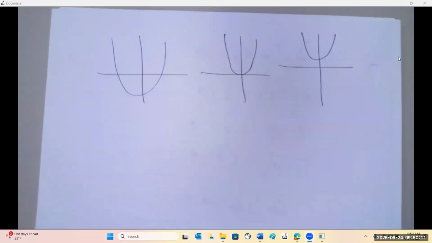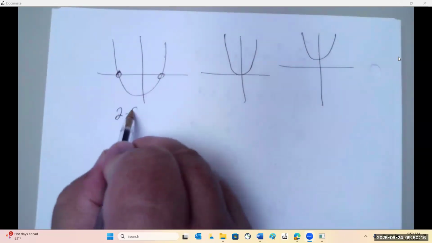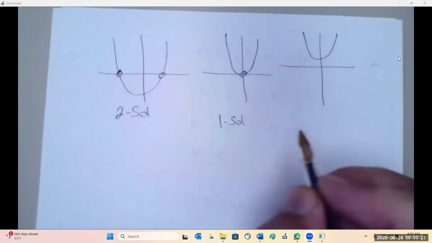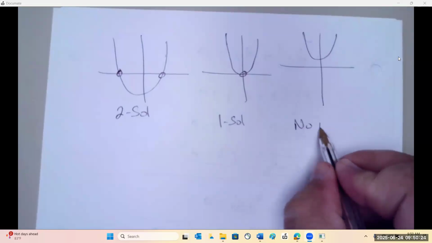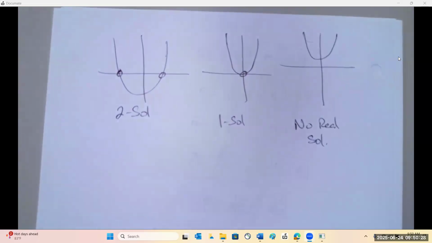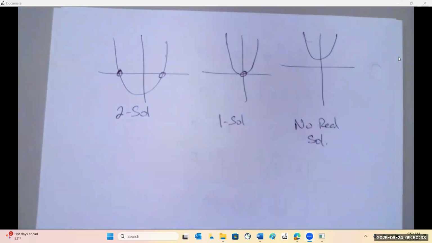A quadratic equation can look like this. I can have 2 solutions, I can have 1 solution, or I can have no real solutions, because it doesn't cross the x-axis. Remember, the solution is the x-intercept. But using the quadratic formula, it can tell me how many answers I'm going to have before I start doing anything.